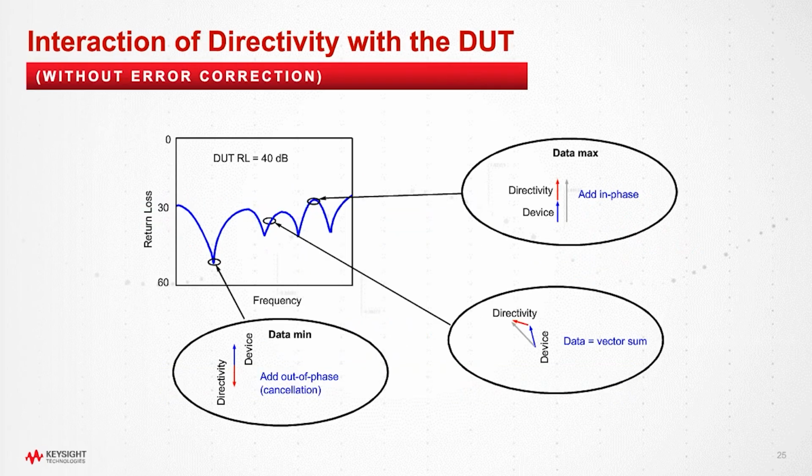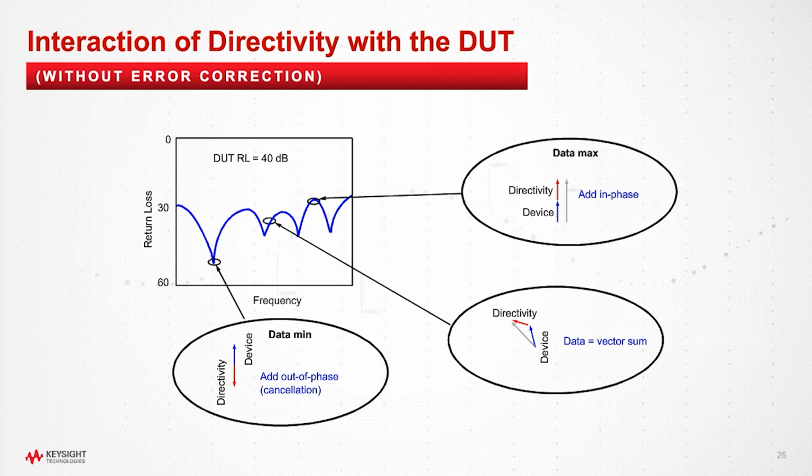And directivity is important to consider because you can get some pretty significant errors if you don't account for it. For example, if you have a situation where the return loss is very low, you might find that the return loss and the directivity are equal and opposite. They cancel each other out and you get an artificially low reading. Or you might find the directivity and the reflection are in phase and you get an artificially high reading.